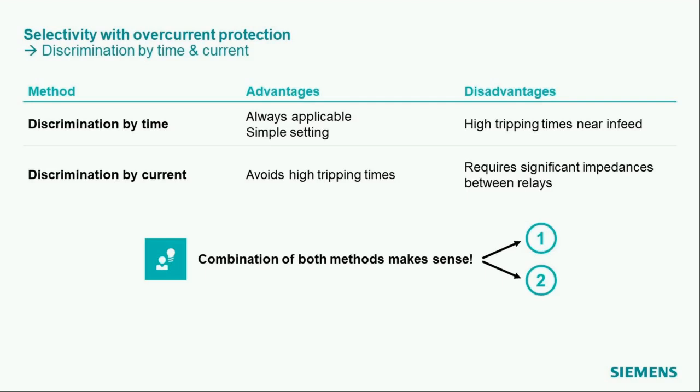Discrimination by current. With that we can avoid long tripping times in certain cases. But this requires significant impedances between the relays. And for that reason, in real life, both methods are normally somehow combined, and I will show 2 examples of how we can combine discrimination by current and discrimination by time.